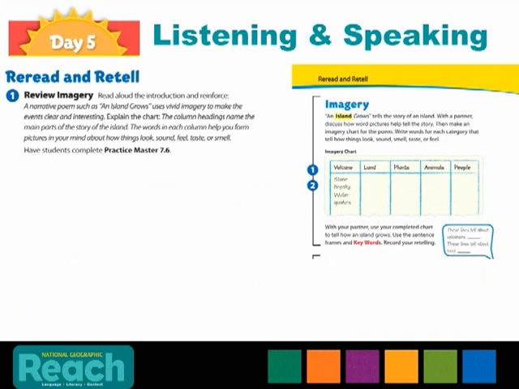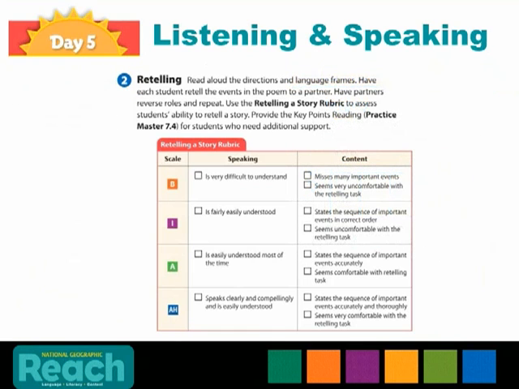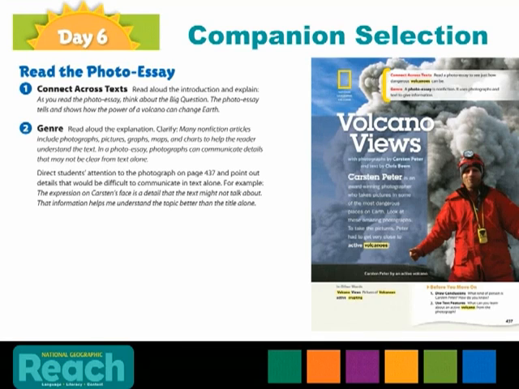Summarizing. On Day 5, this is also the first time students will be rereading and retelling the story. Each student will retell the events from the reading selection to a partner, and then they will reverse roles and repeat. As you can see here, you will use the Retelling a Story rubric to assess students' ability to retell the story. Notice that this rubric is differentiated for beginning, intermediate, advanced, and advanced high students.